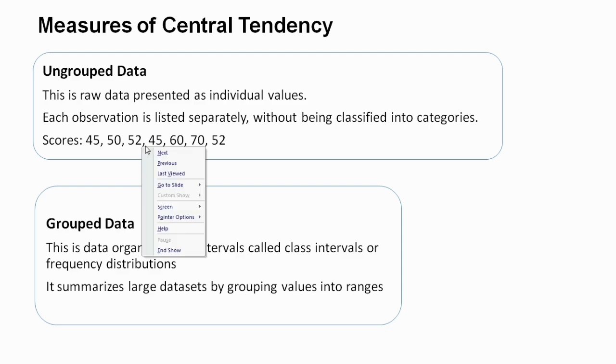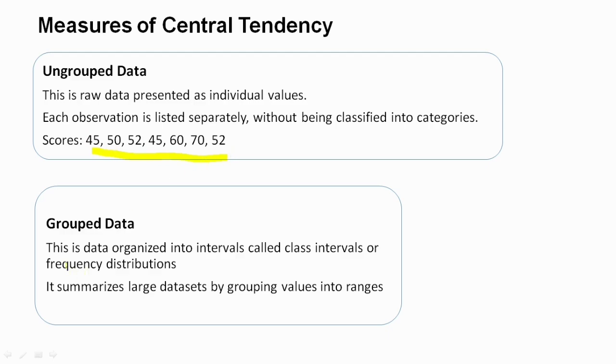An example of ungrouped data is given here, as you can see. These are the marks of the students: 45, 50, 52. So these are the marks of individual students.